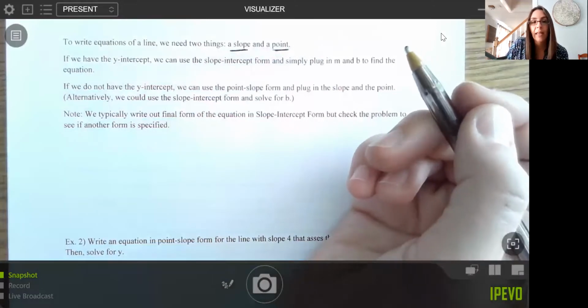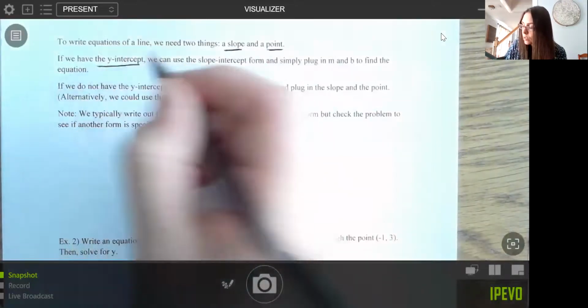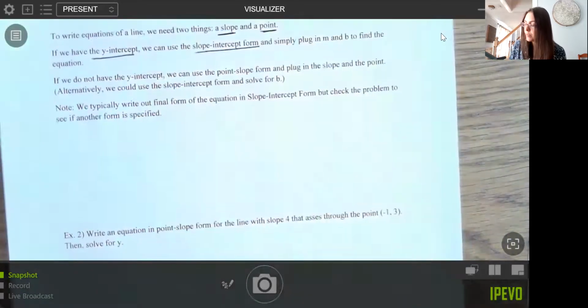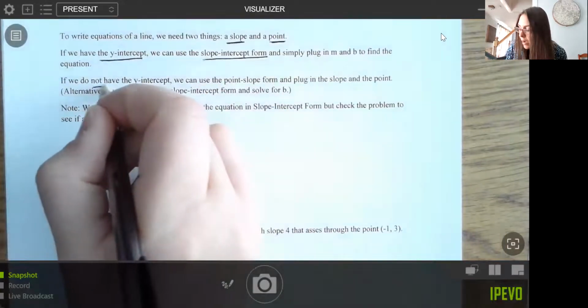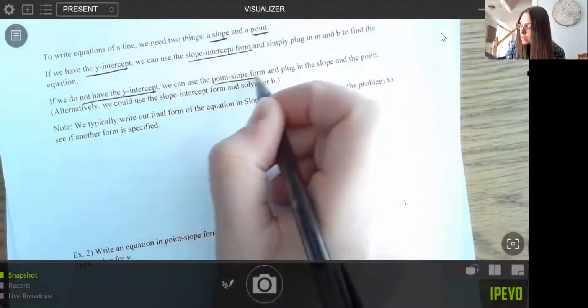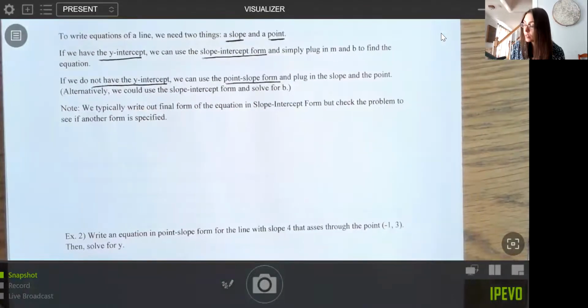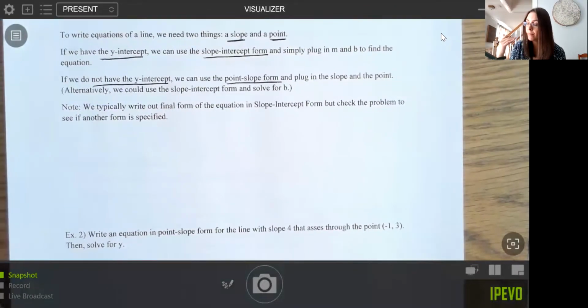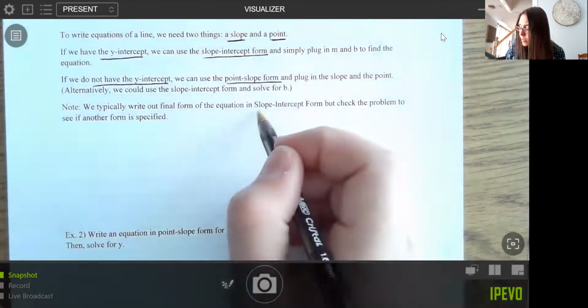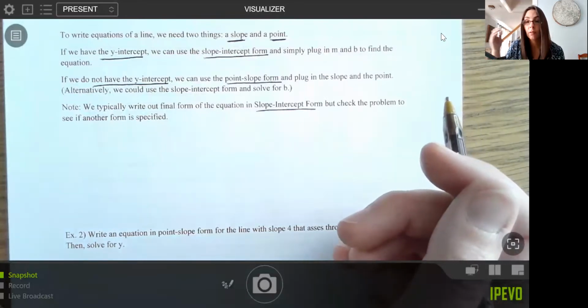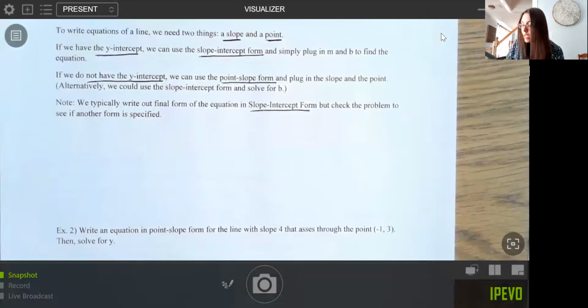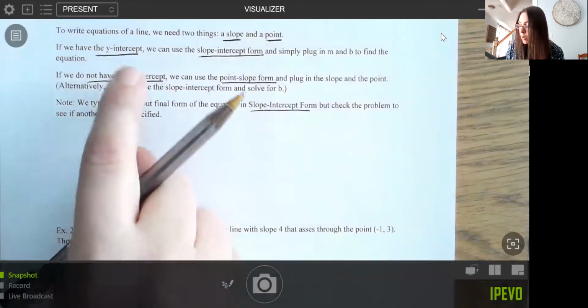Now, if you have the y-intercept, the easiest thing to do is to use the slope-intercept form and simply plug in m and b to find the equation. If you do not have the y-intercept, then it's usually easier to use the point-slope form, plug in the point and the slope, and then you can always simplify that and write it in any form that you need to. As I note here, we typically write our final form in the slope-intercept form. Sometimes we'll write it in the general form, so just make sure you read the directions on how you should write your final answer.